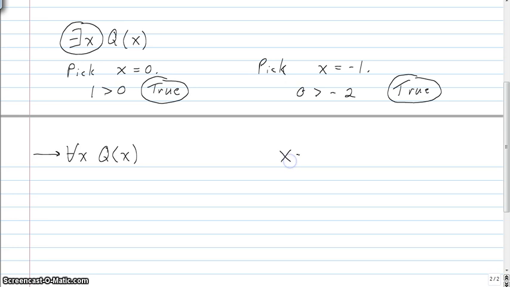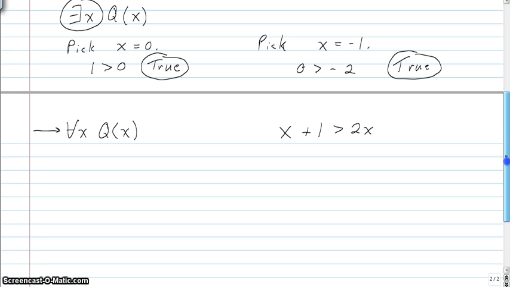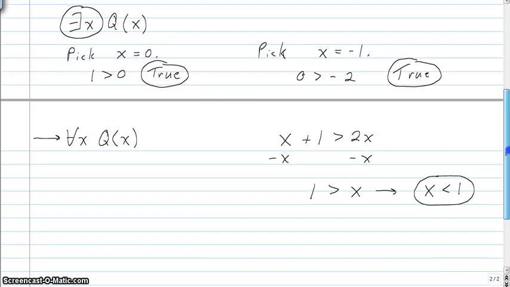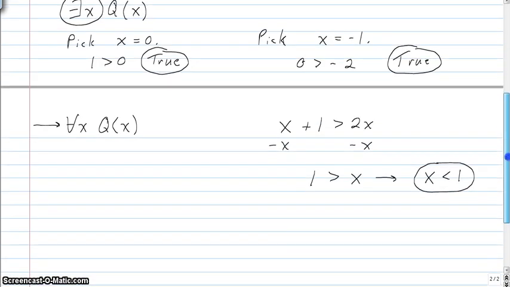Actually, we could probably play around with what we know about algebra. If you were just given this inequality in an algebra setting, you probably would be asked to solve that for x. So if we subtracted x from both sides, we can see that the solution to this is all x values less than 1. Right, so when we solve that in algebra, we say, well, only x values less than 1 are going to make that true.